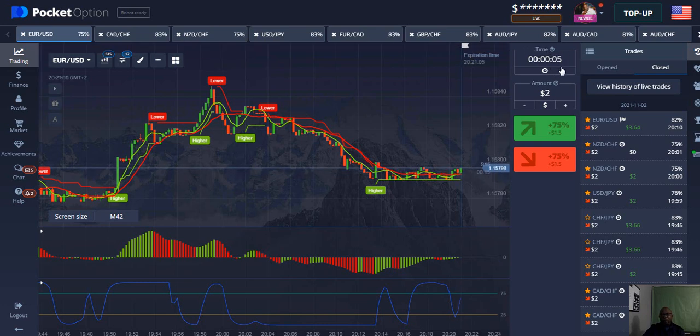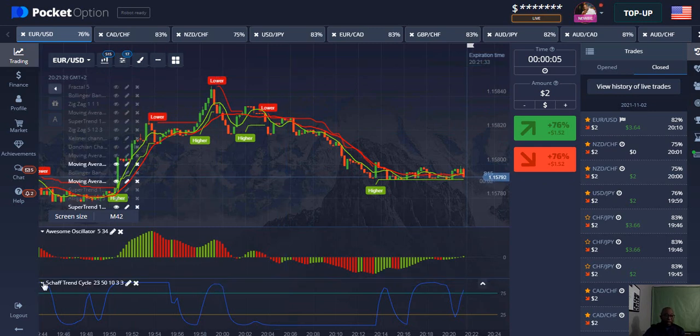So what I've done is I've set this particular time for 5 seconds, and I've run it on the 15-second candle time. Now the indicators that I'm using are mostly just for visual, to help me pop in and out of trades in 5 seconds and try to be as successful as possible. So the first one down the bottom I want to start with is the Schaff Trend Cycle.